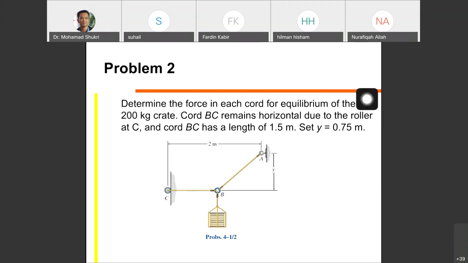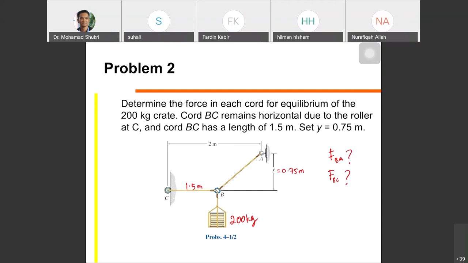so problem number 2, I think same question. So you have one crate weight 200 kilogram here, and then cord BC remains horizontal to the roller at C, and cord BC has length of 1.5 meter. BC is 1.5 meter, so this one is 1.5 meter, right? Y is 0.75 meter. Determine the force in each cord for equilibrium. Okay, so they need you to find force for BA and force for BC. Okay, you need to find this.